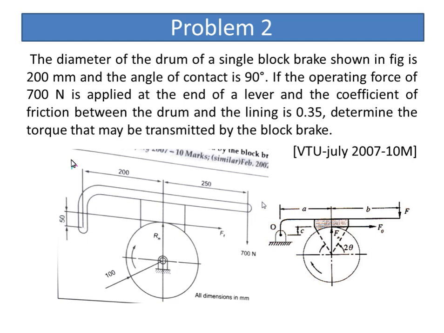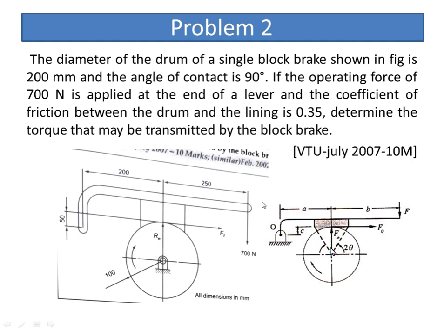In the previous case a similar problem was given, but here the angle is also given. So what do we mean by that angle? 2 theta represents the block angle, or the angle of contact. That is the angle of contact of this block or shoe, the portion of the drum covered by the block. We call it the block angle, 2 theta, which is given as 90 degrees.